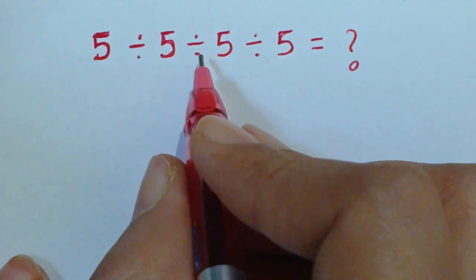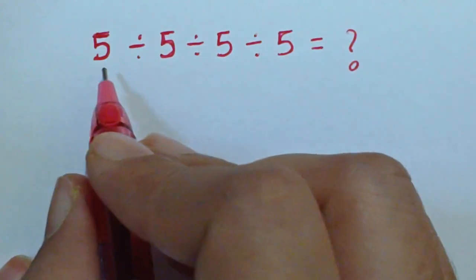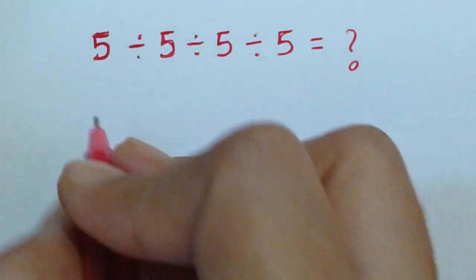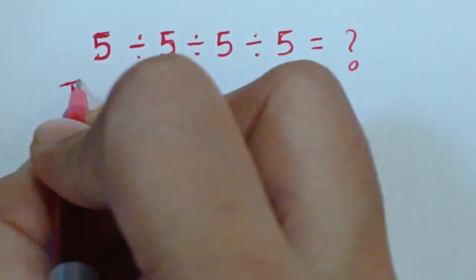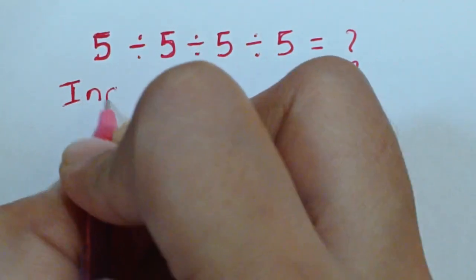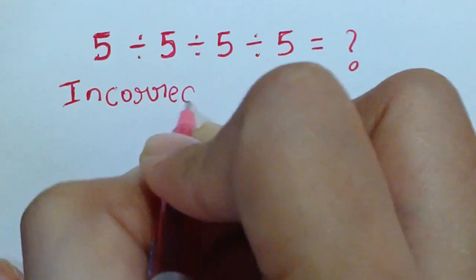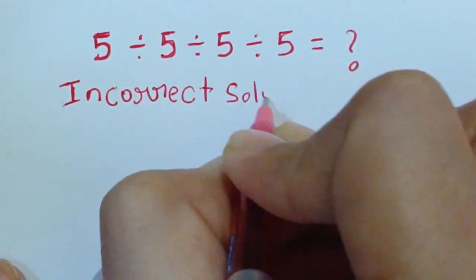5 divided by 5 divided by 5 divided by 5. So what is the correct value for this expression? So first, we will see the incorrect solution for this expression. Incorrect solution.